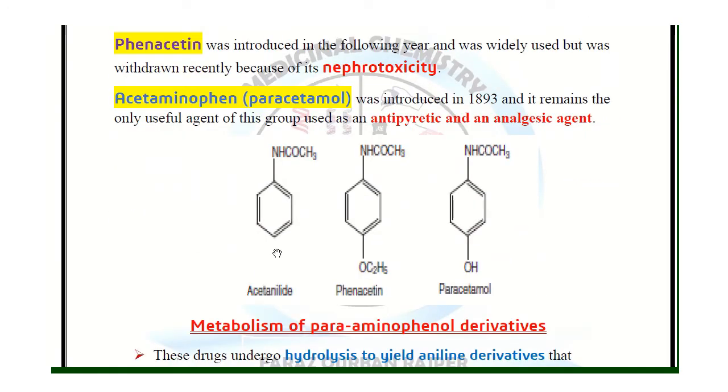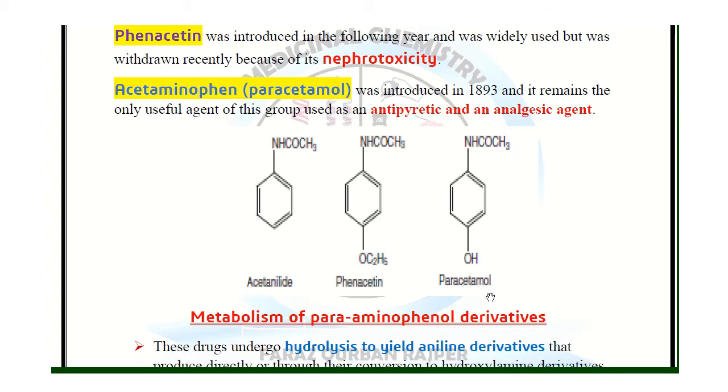These are the chemical structures. You may observe that this is the acetanilide structure, and this is the chemical structure of phenacetin that contains the ethyl group, and this is the paracetamol chemical structure.